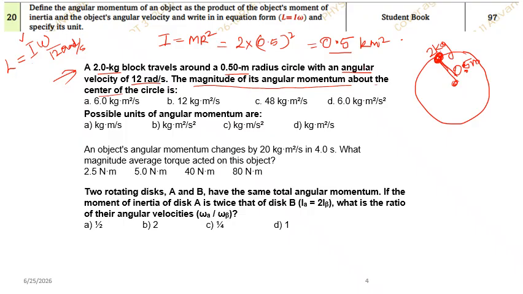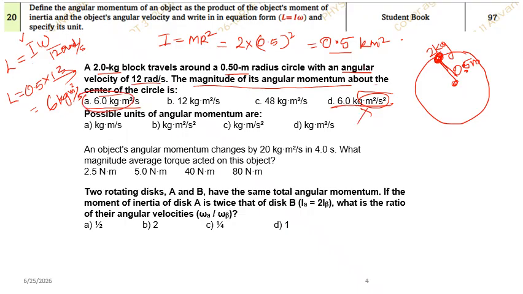Now what I need to do is calculate L. L will be equal to I into omega, where I is 0.5 and omega is 12. So hopefully you will get 6. Okay, so 6 kilogram meter square per second. Two options are connected with this: one is 6 kilogram meter square per second, and the other is kilogram meter square per second square. So which is wrong? This unit is wrong, so this is the correct value.